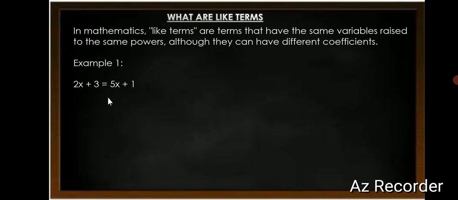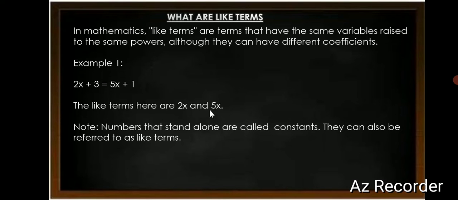Also note that in mathematics, when numbers are written on their own like this, we refer to them as constants. So we can also see the constants as like terms. When we are collecting like terms, we will treat the constants as brothers that have to be brought together. So the like terms here are 2x and 5x. Numbers that stand alone are called constants. They can also be referred to as like terms, which is just the 3 and 1.